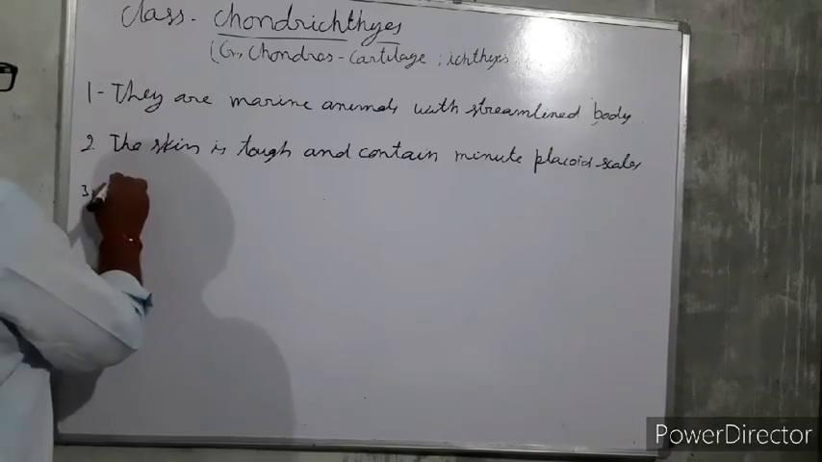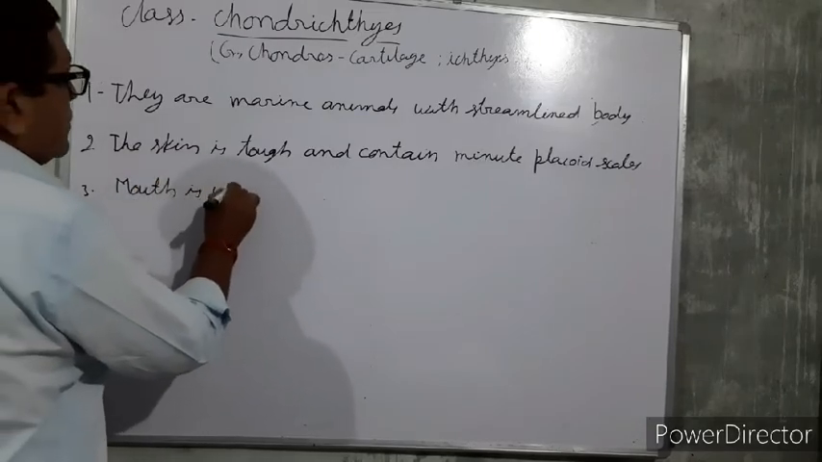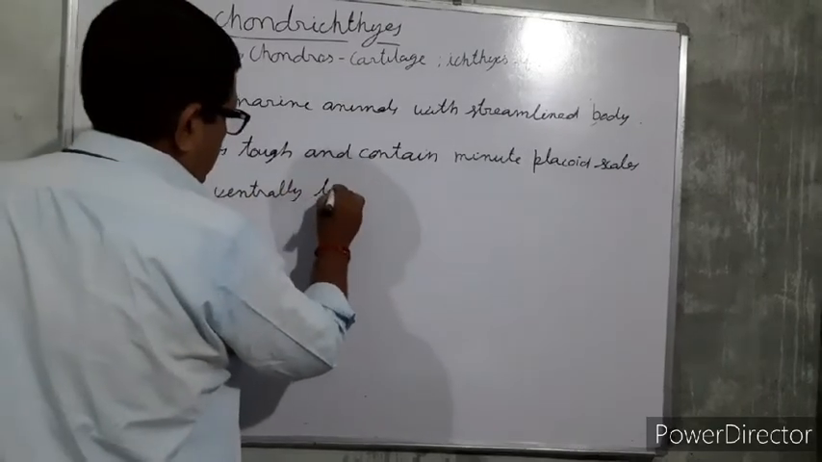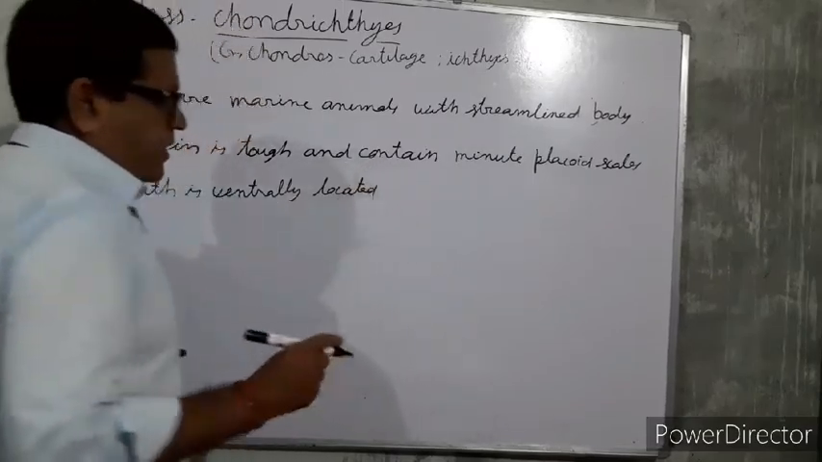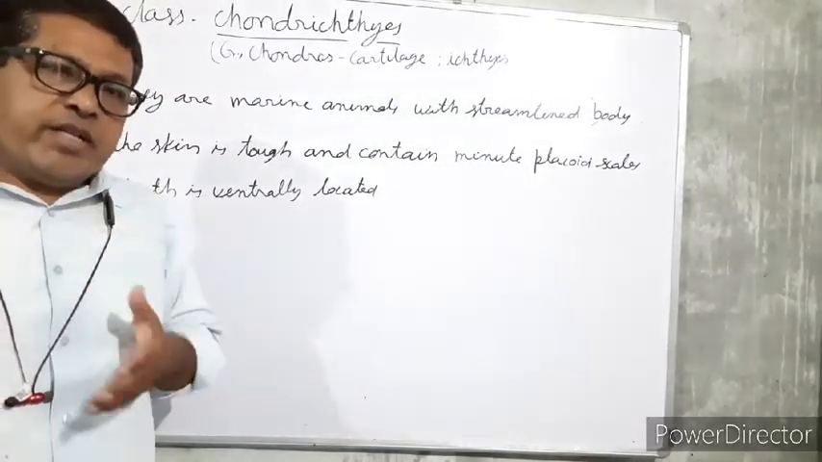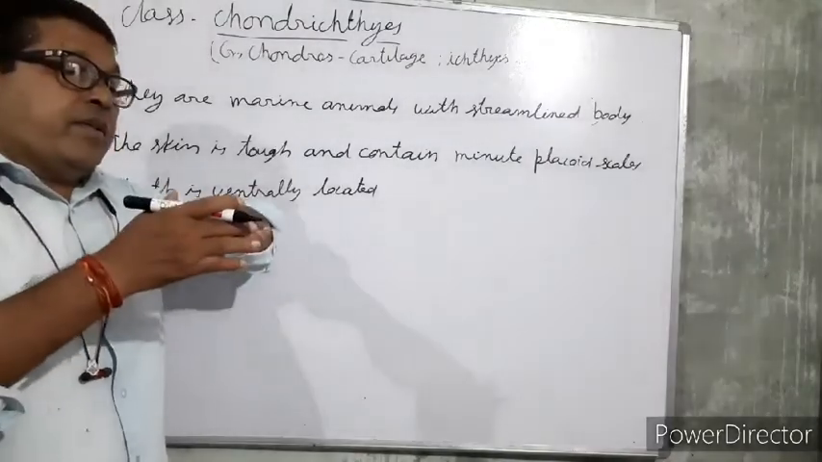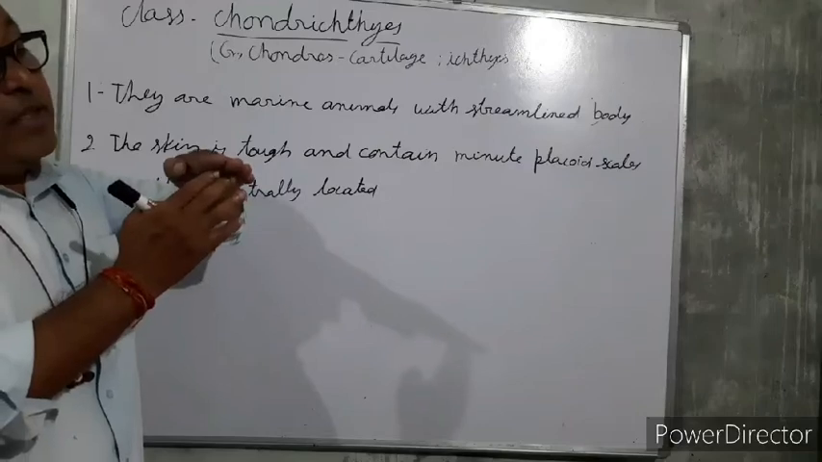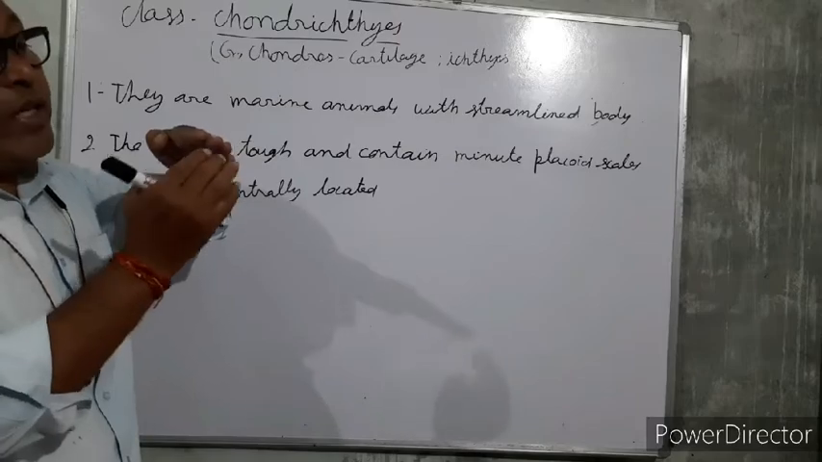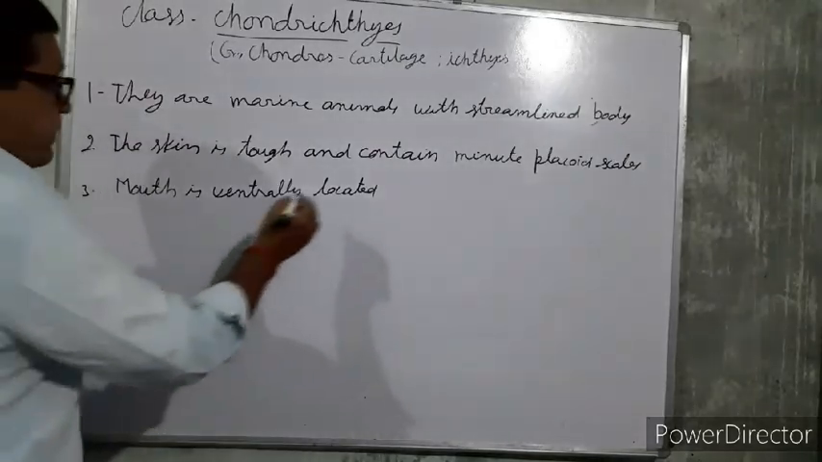Mouth. The important thing is that the mouth is ventrally located. Suppose this is the fish, as you see in a rohu, the mouth is here, but in these Chondrichthyes the mouth is found ventrally. The mouth is found here, not at the tip, but in this region. So the mouth is ventrally located.